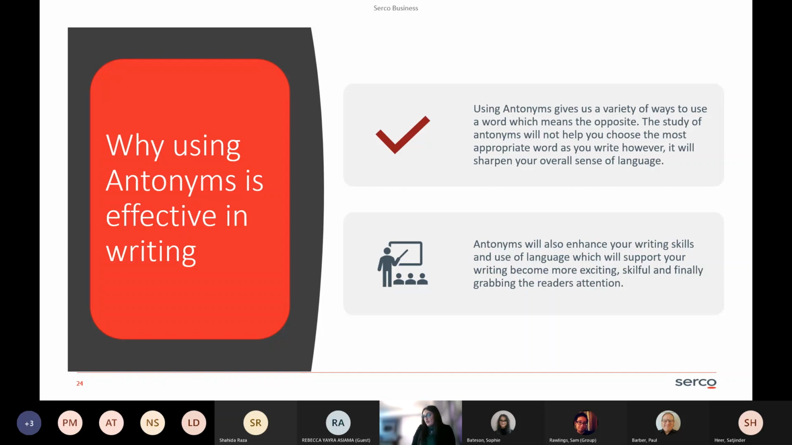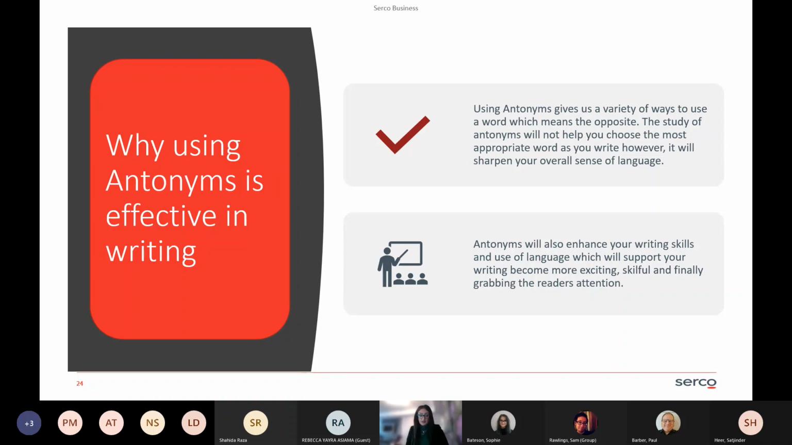Antonyms will also enhance your writing skills and use of language, which will help your writing become exciting, skillful, and finally grab the reader's attention. The last thing you want to do is write a piece of text and for the reader to get bored after the first few sentences. So always try to grab the reader's attention with your headline, your subheading, your first opening sentence, and then start weaving your synonyms and your antonyms in. Now, bear in mind, don't go overboard with so many synonyms that the reader doesn't understand the sentence or the paragraph. A few at a time will make your writing exciting.